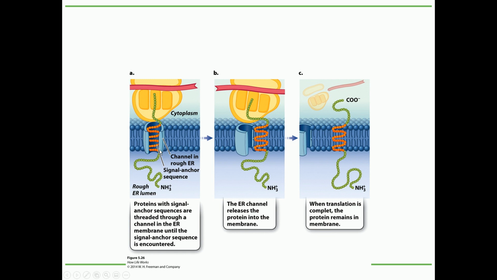The ER channel releases the protein into the membrane, and at that point this protein is going to be released into the membrane and will become part of the membrane, which means this protein will be embedded in the membrane. So this is the way membrane proteins get embedded into the ER membrane.